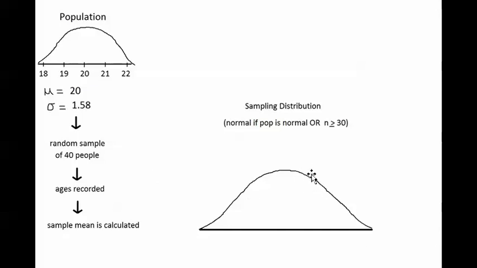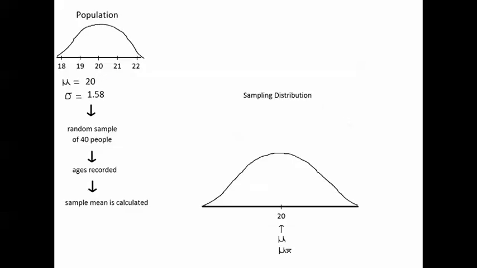Since the sampling distribution is normal, we can use the shape of the normal distribution to find a margin of error. The first step is to find a value called the standard error. When a sample mean is being calculated, the standard error, or sigma x bar, is just the population standard deviation divided by the square root of the sample size. I need to divide 1.58 by the square root of 40. When I do that, I get 0.25. That's my standard error.